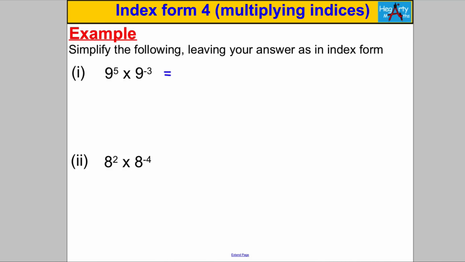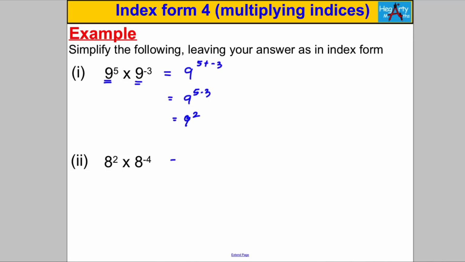Now when you're multiplying and the base number is the same, this is all good, we're allowed to do this. So this is 9 to the power of 5 add negative 3, alright? Now adding a negative is the same as subtracting. This is just like 9 to the power of 5 take away 3, which is 9 squared.